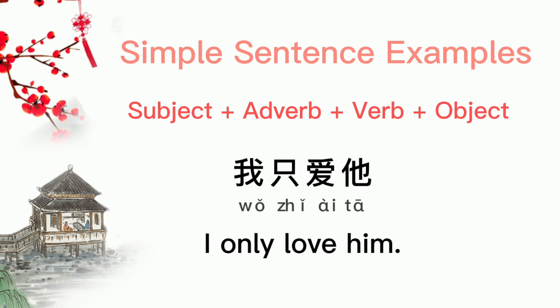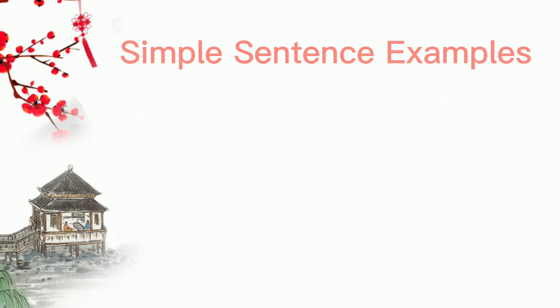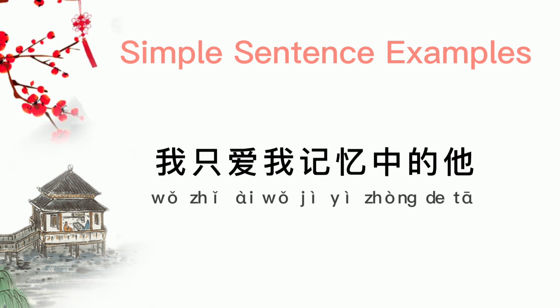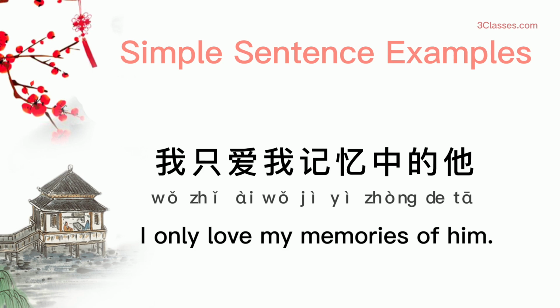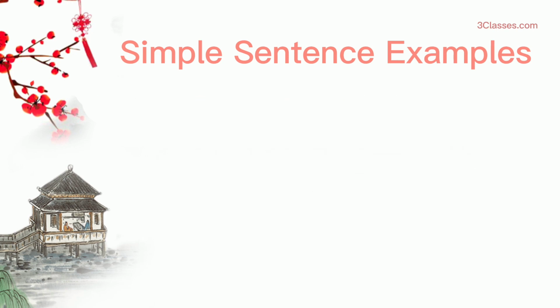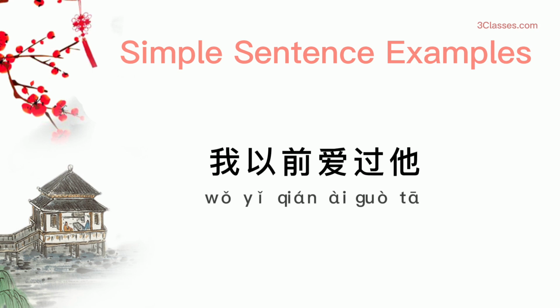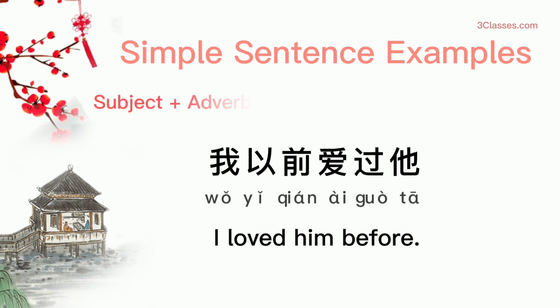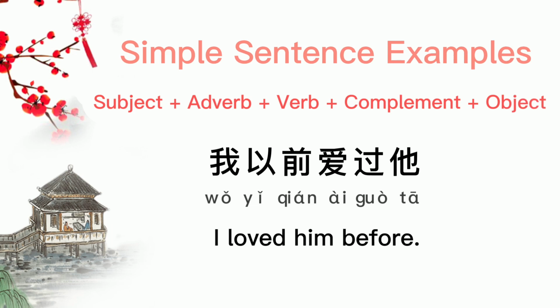The following are slightly more complicated sentence examples. 我只爱我记忆中的他. I only love my memories of him. The components include subject, adverb, verb, attributive, and object. 我以前爱过他. I loved him before. It's made of subject, adverb, verb, complement, and object.